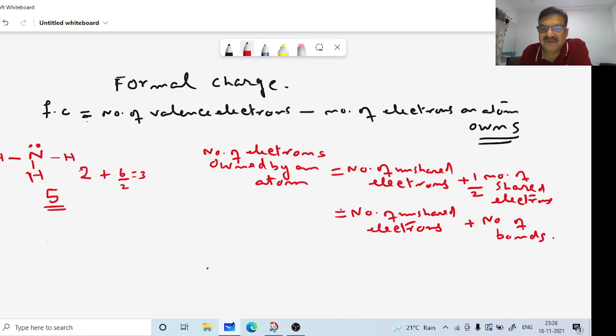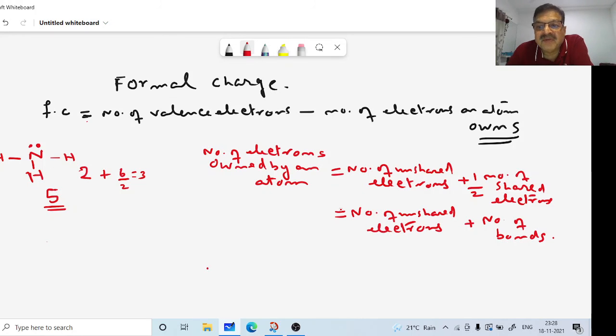So this is how we have to calculate the formal charge. It will give you an indication. Formal charge is how the number of electrons around a particular atom compares to its number of valence electrons. There is some kind of relationship. This will be the number of valence electrons minus the number of electrons an atom owns. There is no confusion about the number of valence electrons; each atom has a particular number of valence electrons.